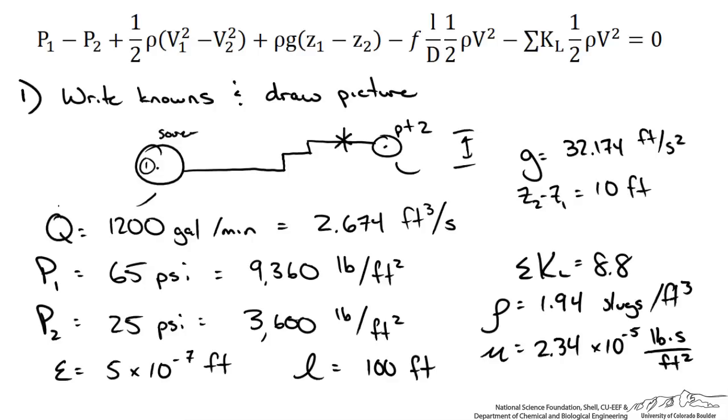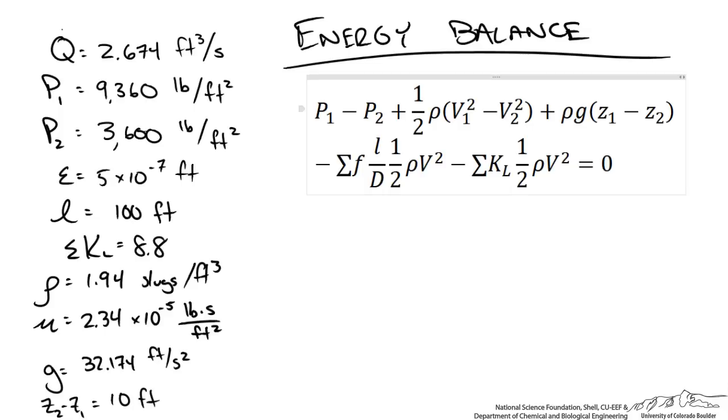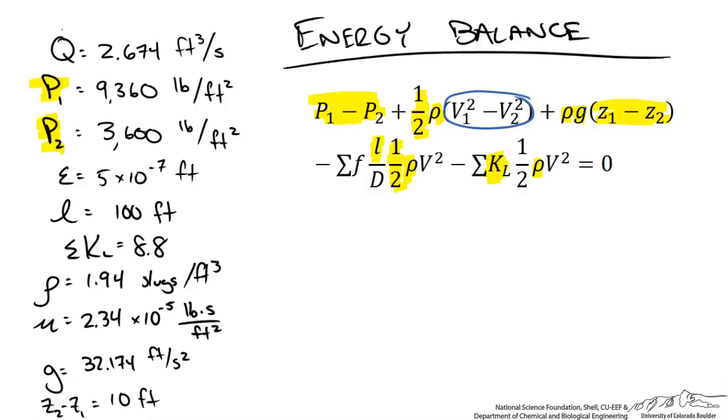All right, so let's start with our energy balance and start simplifying it down. So we know P1 minus P2, since we have P1 and P2. Z1, Z2 we have reported as 10 feet. We have our density and our gravity. We have our length. And we have the sum of our minor loss coefficients. So what we're down to is looking for velocities as well as a diameter and a friction factor.